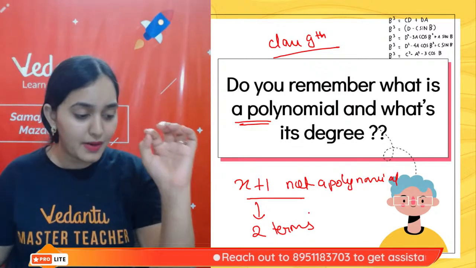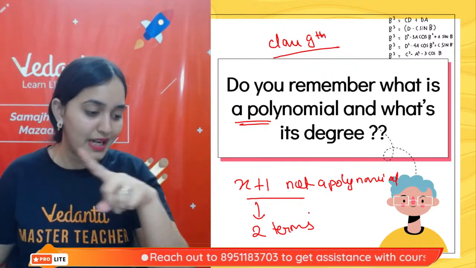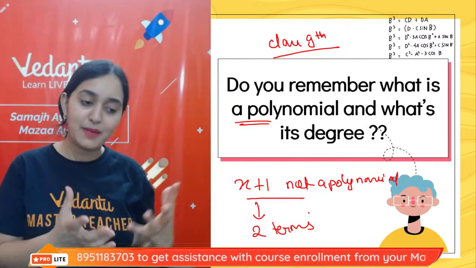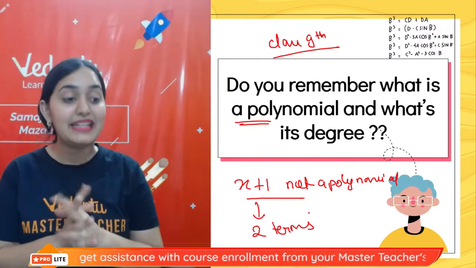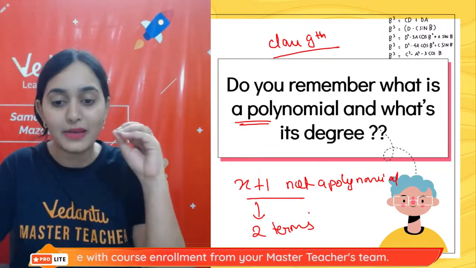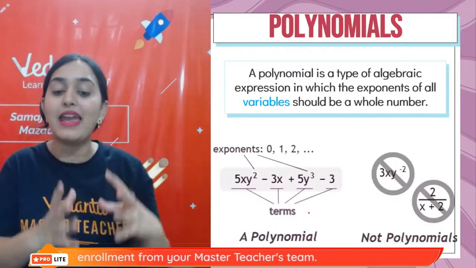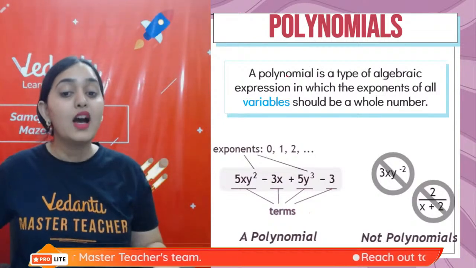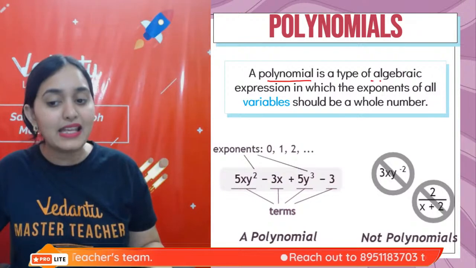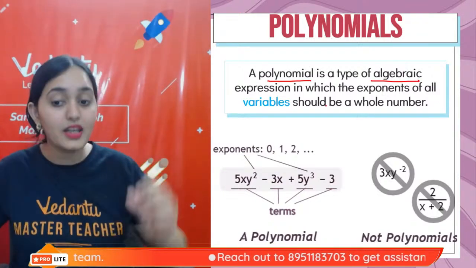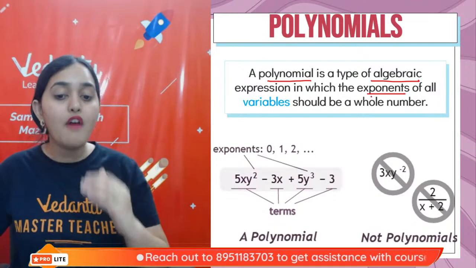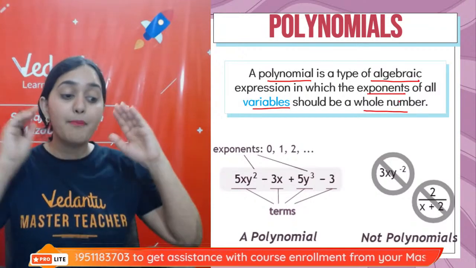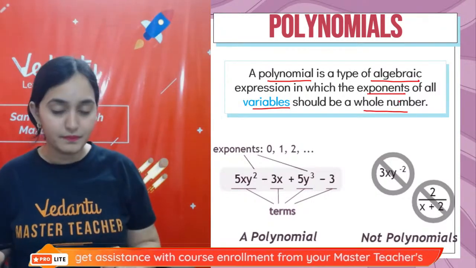Polynomial is an algebraic expression where the power of variable is a whole number. Mr. or Miss P. Pandey, absolutely right definition. So what is a polynomial? Is polynomial an algebraic expression? No. So what is a polynomial? Polynomial is an algebraic expression in which power of all the variables is a whole number. Power of all the variables is a whole number.